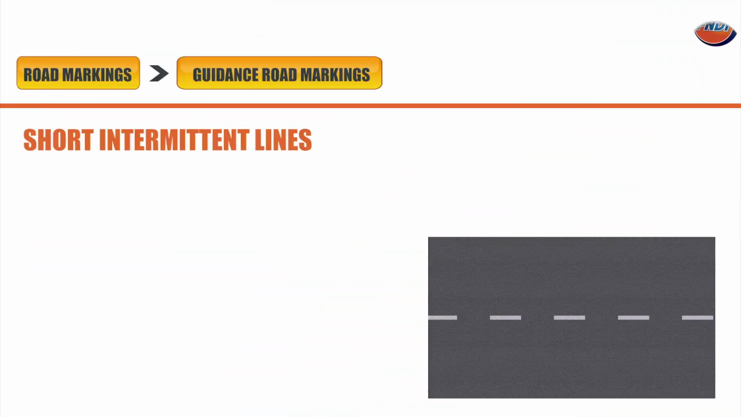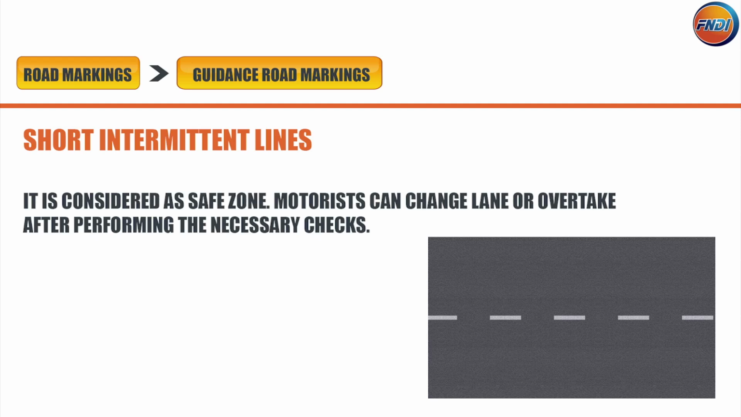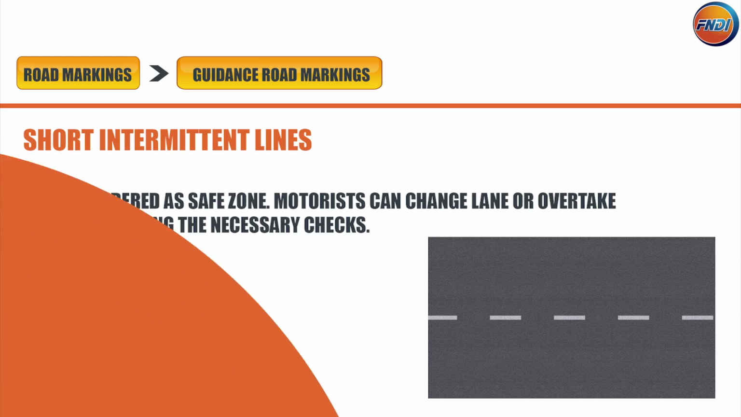Short intermittent lines. Short intermittent lines along the carriageway are used on a stretch of road where there is no side road, junction, or exits. It is considered as a safe zone. Motorists can change lane or overtake after performing the necessary checks.